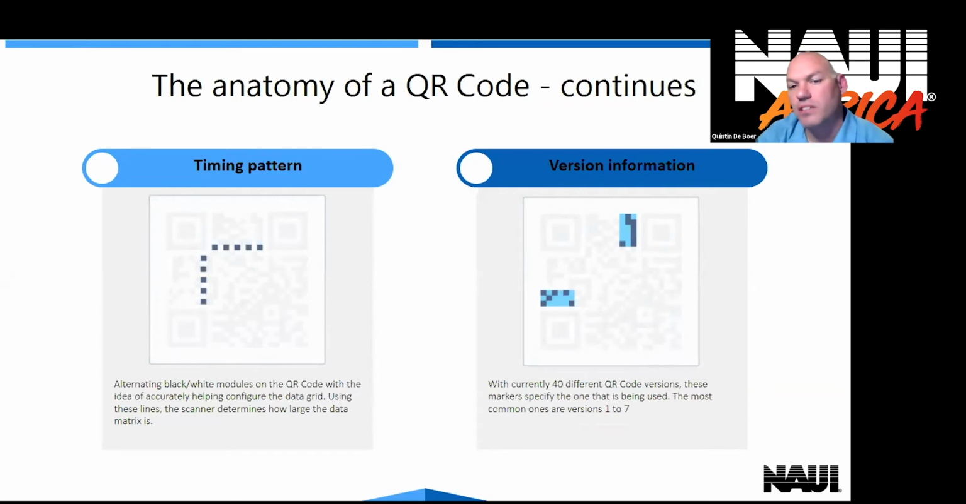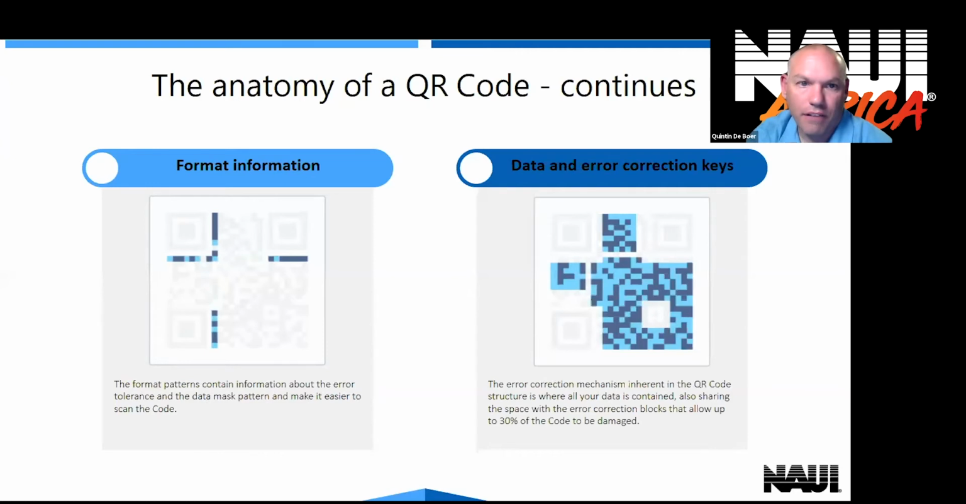Now there's 40 different versions of QR code, 1 to 7 being the most popular, but those little sections highlighted there actually dictate to the scanner what version of encoding is being used. Okay, format information. The format information of the pattern contains the error tolerance acceptance as well as the data mask, to allow the scanner to know which little blocks to pick up, in very, very layman's terms.